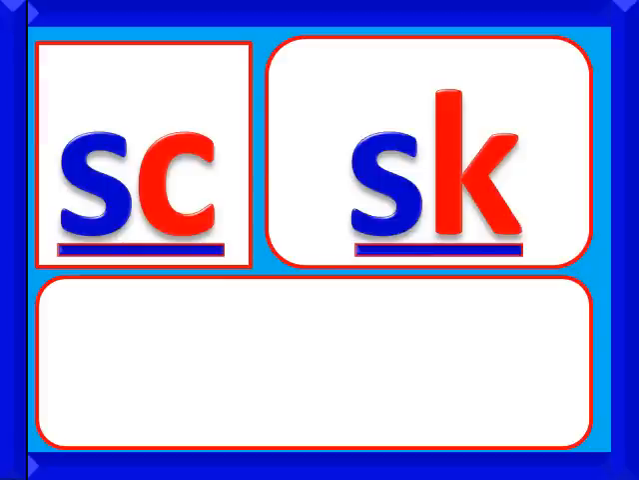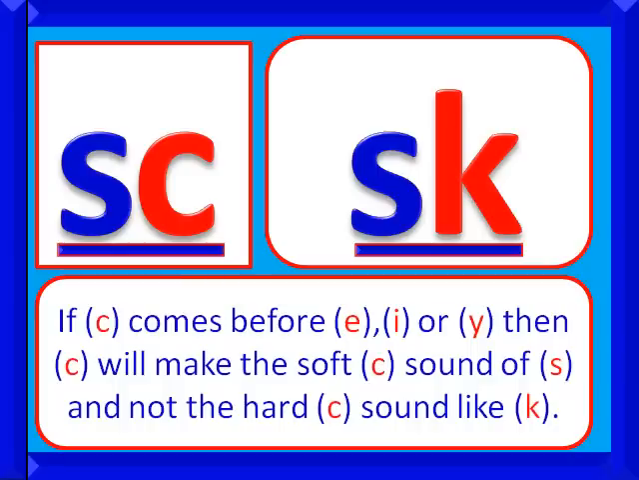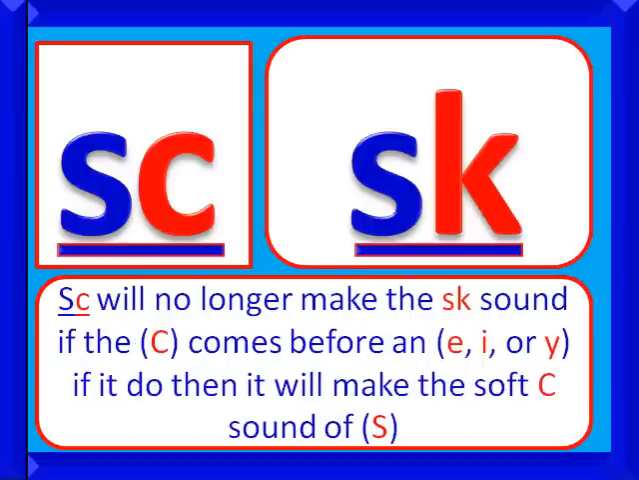SC sounds like sk, SK sounds like sk. If C comes before E, I, or Y, then C will make the soft C sound of S and not the hard C sound of K. SC will no longer make the SK sound if the C comes before the E, I, or Y. If it does, then it will make the soft C sound of S.